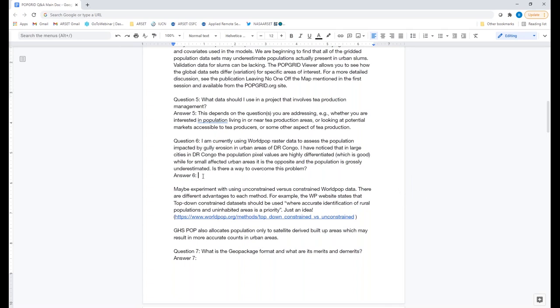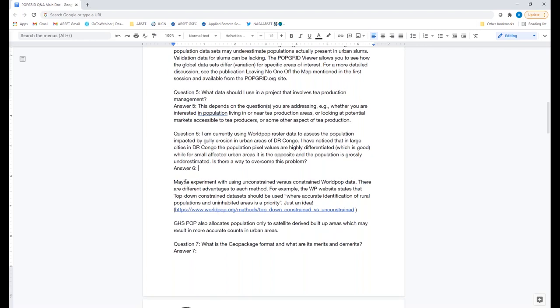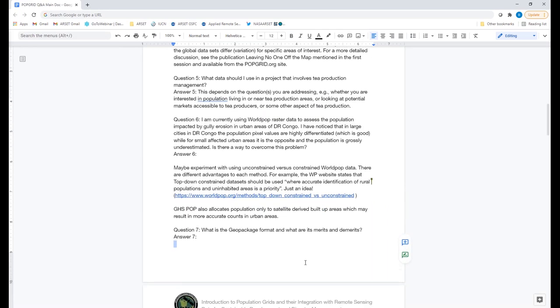I think James and I both wrote a bit of a response here. So it's not clear how the person who wrote the question determined that there was this huge underestimation in the urban areas. But the best suggestion would probably be to experiment with some of the other data sets, maybe starting with looking at the POPGRID viewer in those areas and seeing how the other data sets are representing the population in those urban areas.